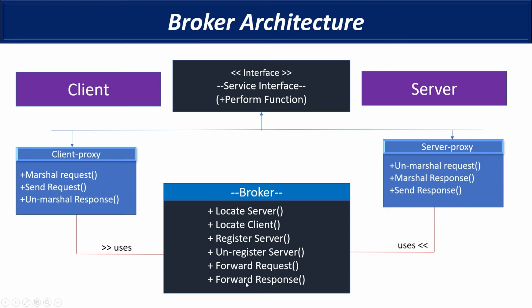And it also forwards the responses coming from the server proxy back to the client proxy, as the unmarshaled response. It will decode the response and then send it to the client proxy. The same thing. So this is the main architecture of it. It has the ability to locate the client, server, and proxy, forward your request, forward your response, all of those things. If you understand this kind of structure, you understand the broker pattern. Really simple.